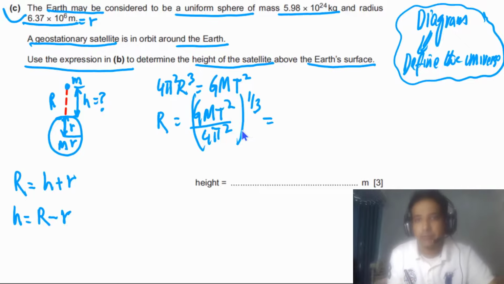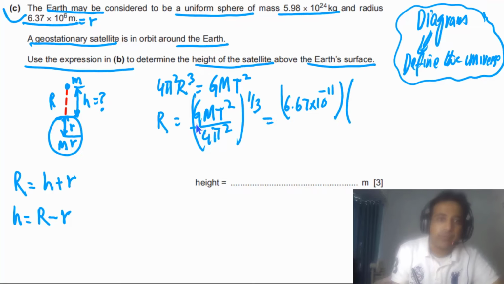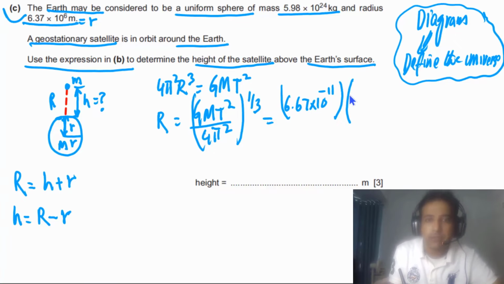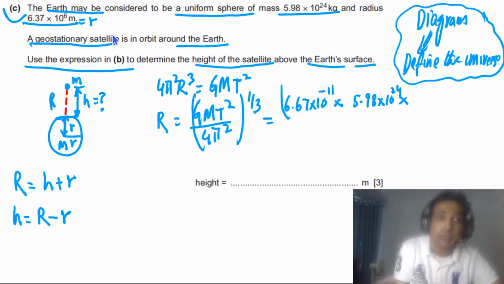Now simply we need to plug in values. So first of all, we have G, the value of G is 6.67 times 10 to minus 11 Newton meter square per kg square. This is a constant. And next, we have the mass of the planet, which is given to us: 5.98 times 10 to 24. And then we have the time period of the geostationary satellite.